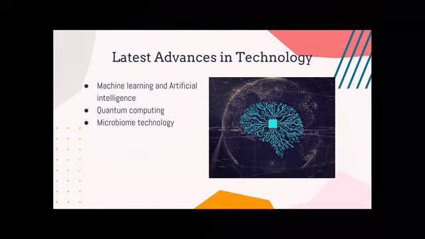So now we're going to talk a little bit about the latest advances in technology and kind of where this field is going in the future. The first thing that we have is machine learning and artificial intelligence. Artificial intelligence, at a very simple level, is when a machine exhibits behaviors that are associated with human intelligence. These can include things like planning, learning, problem solving, creativity, reasoning, anything that a human would do that we wouldn't expect computers to do.